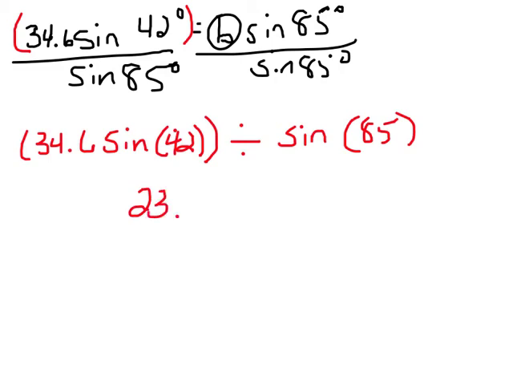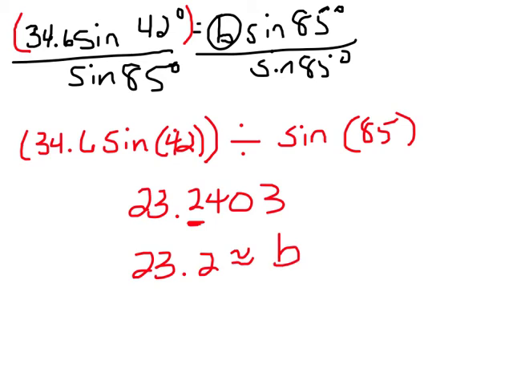23.240. 23.24. Oh, 3. Okay. So it wanted us to round to one decimal place. So 23.2 is about what B is equal to, or that side, what was that side? CD. So CD is about 23.2.